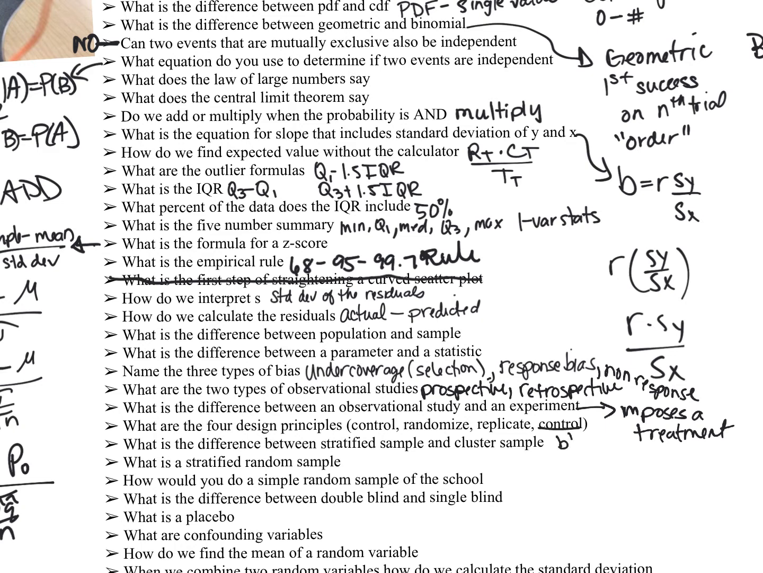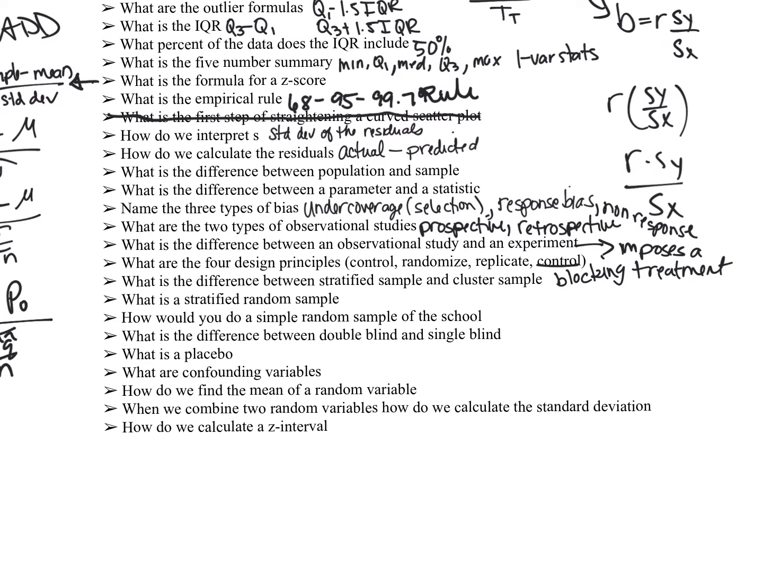Is there a necessity for blocking where you separate them by male or female because you think that they lose weight differently and that it's a weight loss drug? You block for that, and then you do the control and randomization and replication within your blocks.